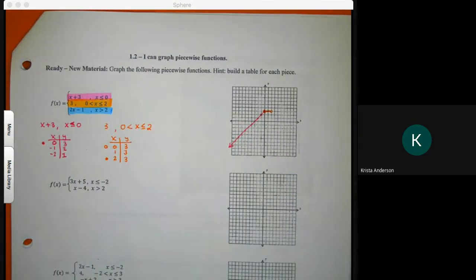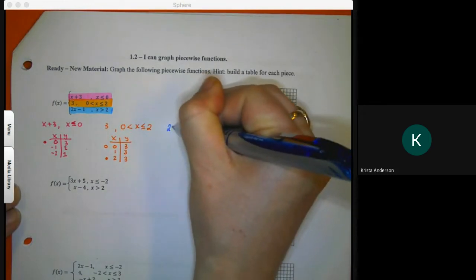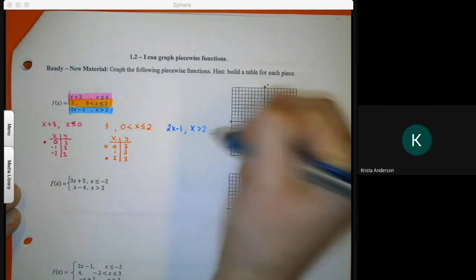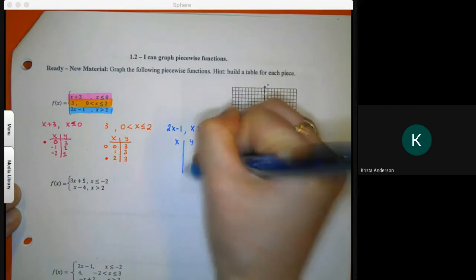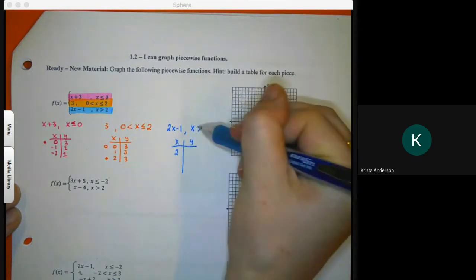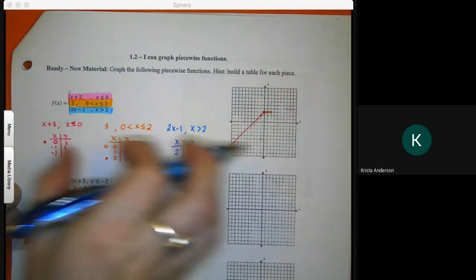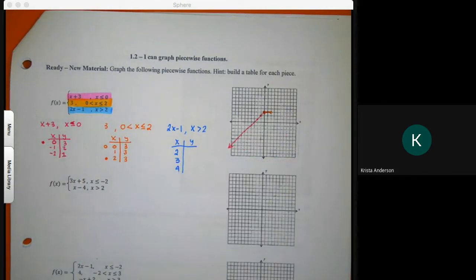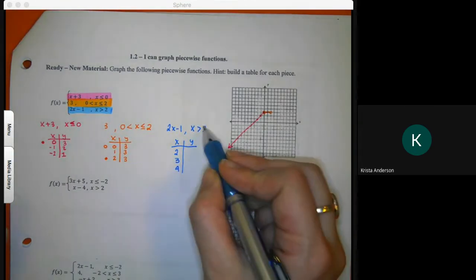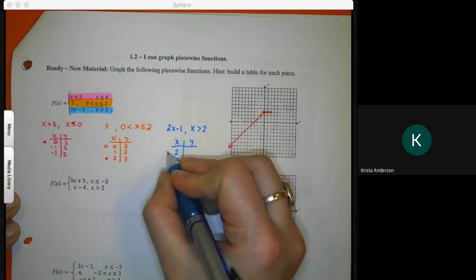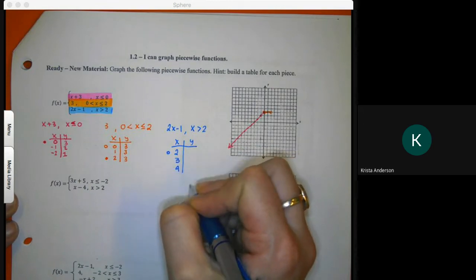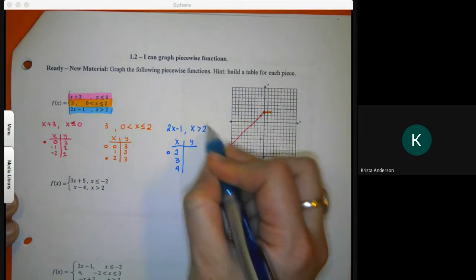My last piece says that I have 2x minus 1 when x is greater than 2. Numbers that are bigger than 2, or to the right of it on the number line, would be 3 and 4. I check 2 because there's no equal sign, so 2 is an open dot. I don't need to check any other values. I only need to check the 2 because it's part of my inequality.